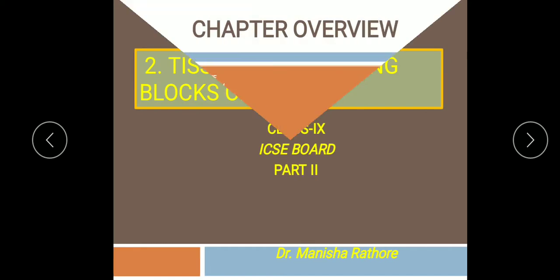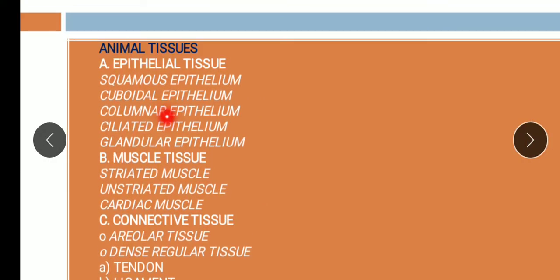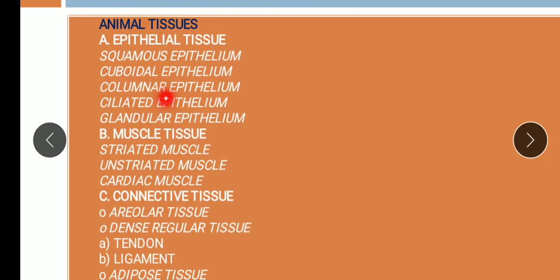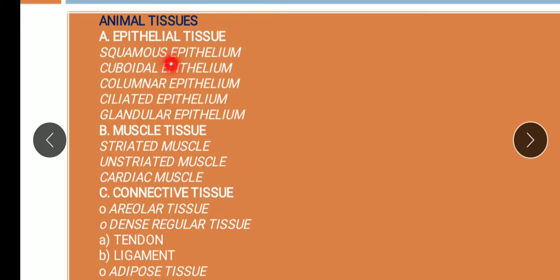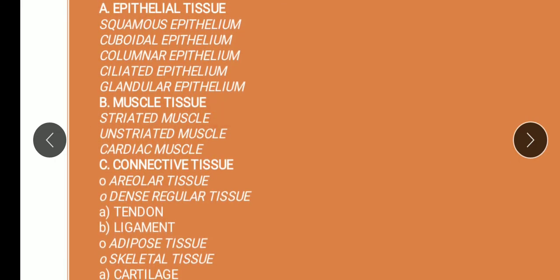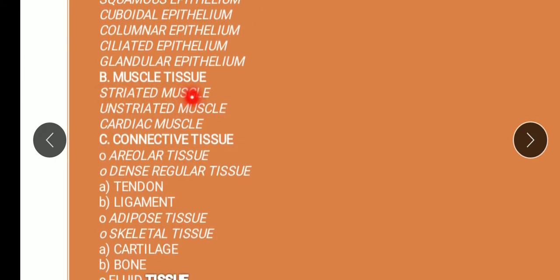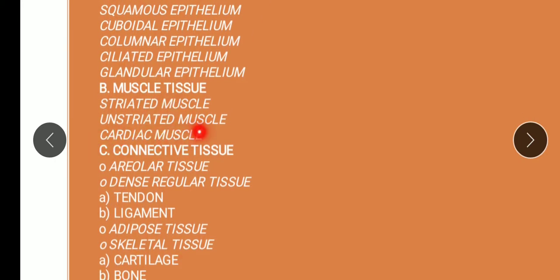So let me see what are the different parts we are going to study here. In animal tissue we will study the epithelial tissue and the types of epithelial tissues like squamous epithelium, cuboidal epithelium, columnar epithelium, ciliated epithelium and glandular epithelium. Then the second main tissue is the muscular tissue, where we study the three types of muscular tissues: striated muscles, unstriated muscles and the cardiac muscles.